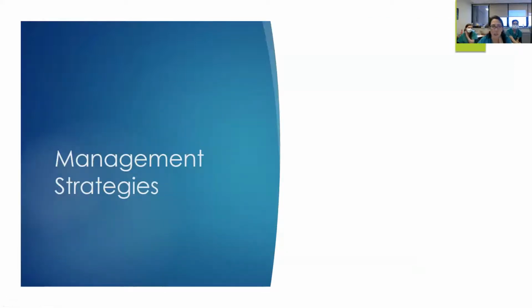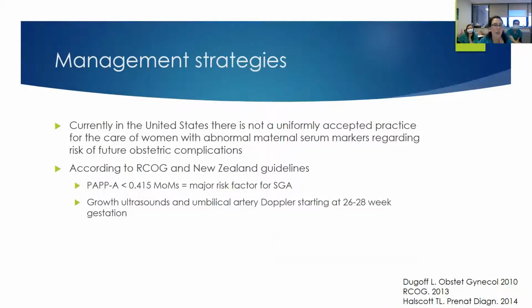So what are the management strategies if we have an abnormal serum marker? In the United States, currently, there is not a uniformly accepted practice for the care of women with abnormal maternal serum markers regarding the risk of future obstetric complications. According to the Royal College of OBGYN and New Zealand guidelines, if you have a PAPP-A less than 0.4 MoM, this is considered a major risk factor for SGA, and they recommend growth ultrasounds and umbilical artery Dopplers starting at 26 to 28 weeks of gestation.